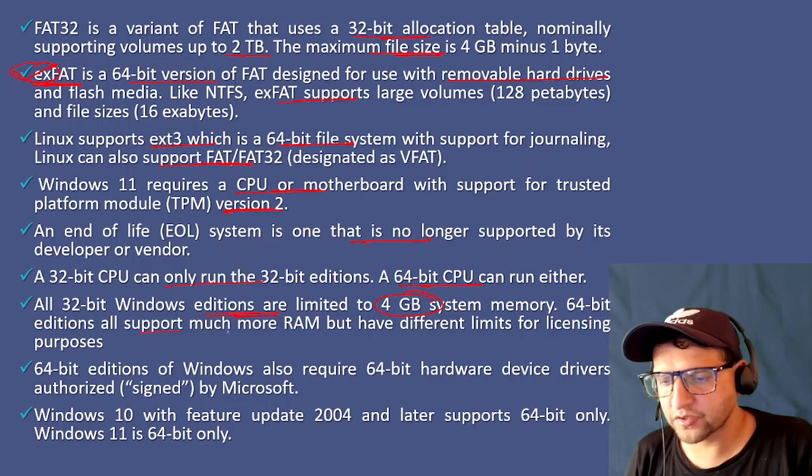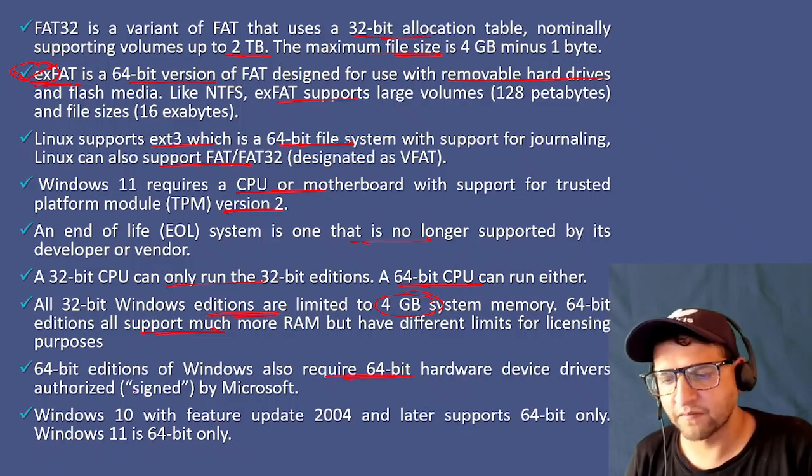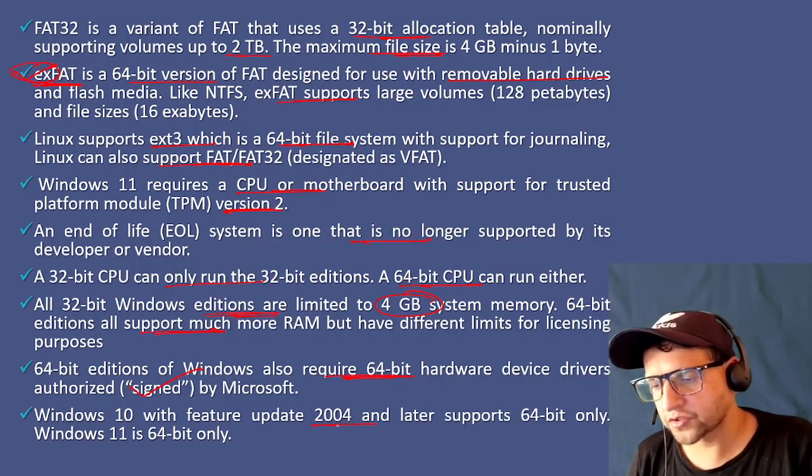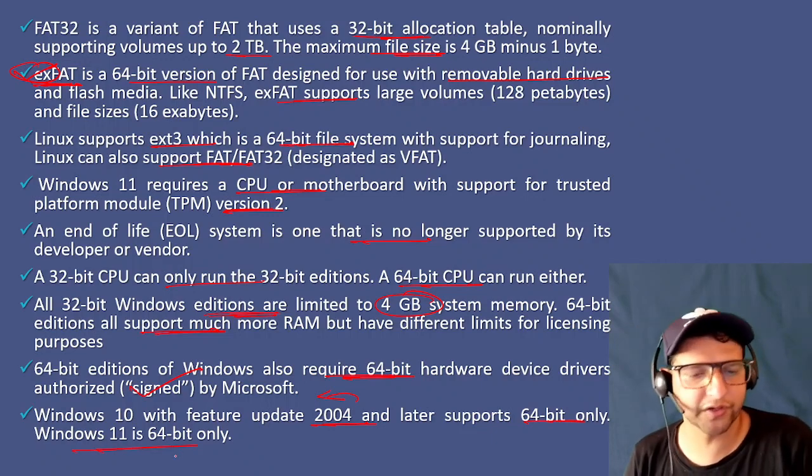64-bit editions support much more RAM but have different limits for licensing. The 64-bit edition of Windows also requires 64-bit hardware device drivers, which are signed by Microsoft. Windows 10 with feature update 2004 and later supports only 64-bit. You're not going to see 32-bit after this. Before this you can see it, but after that you will only see 64-bit. So Windows 11 is only 64-bit, no 32-bit.